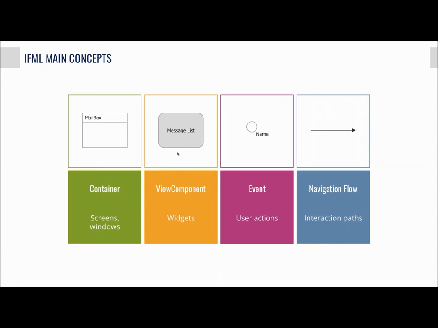These gray boxes represent the widgets, the visual elements you can put in the page or in the screen of your applications. And over these screens and over these components, you can specify events. Events are represented by this symbol, a simple circle, that describes the fact that over that element, you enable a user interaction or any kind of user event to happen. Starting from these events, then you will be able to specify navigation flows.